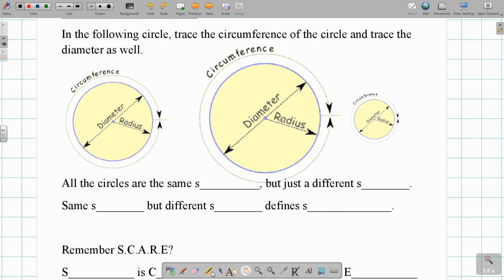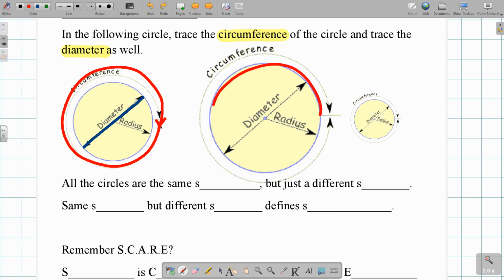In the following circle, we're going to trace the circumference of the circle and trace the diameter. So let's trace the circumference. I want you to trace it all the way around. Circumference, and then trace the diameter. Do the same thing here. Trace the circumference and trace the diameter. Last one, let's do it again. Trace the circumference, trace the diameter.